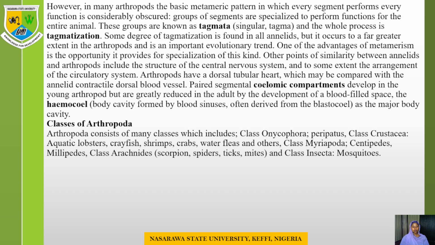Classes of arthropoda consist of the class Onychophora, which are the peripatus; class Crustacea, which are the aquatic lobsters, crayfish, shrimps, crabs, water fleas, and others. We also have the class Myriapoda, which are the centipede and millipede. Millipede is actually derived from a Greek word milli, meaning 1,000, and ped, meaning feet. So those animals in this class have several feet. We also have the class Arachnida, which are the scorpions, spiders, ticks, and mites. We also have the class Insecta, which include mosquito, housefly, bees, and so on.